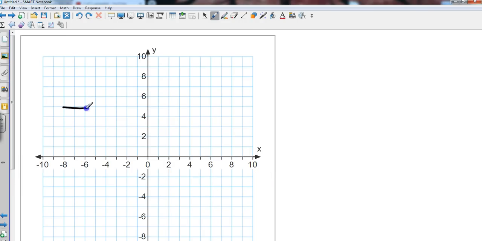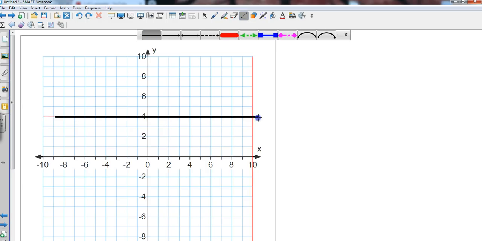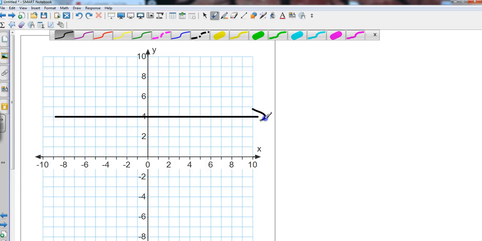So if I had a horizontal line, okay, horizontal line, doesn't rise, doesn't fall, stays right where it is, this has a slope of 0. Okay, this has a slope of 0. Any horizontal line has a slope of 0.